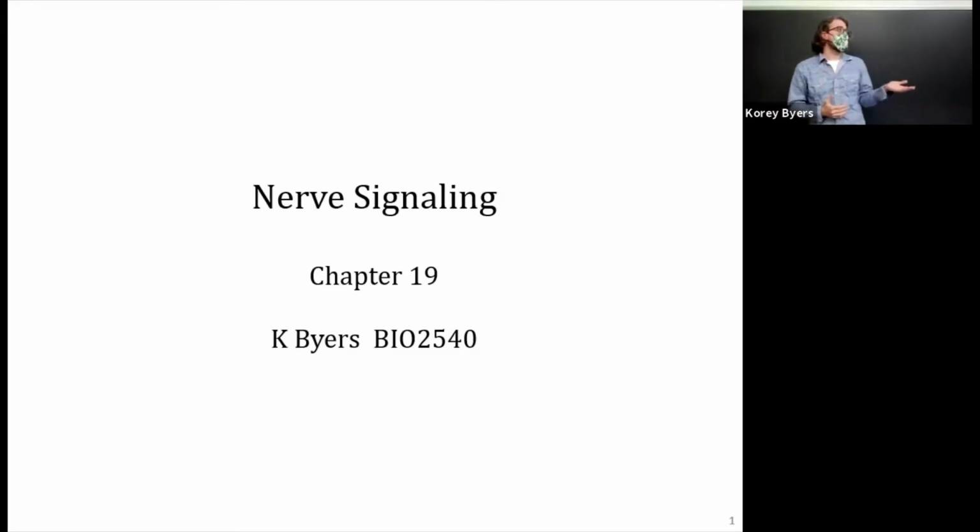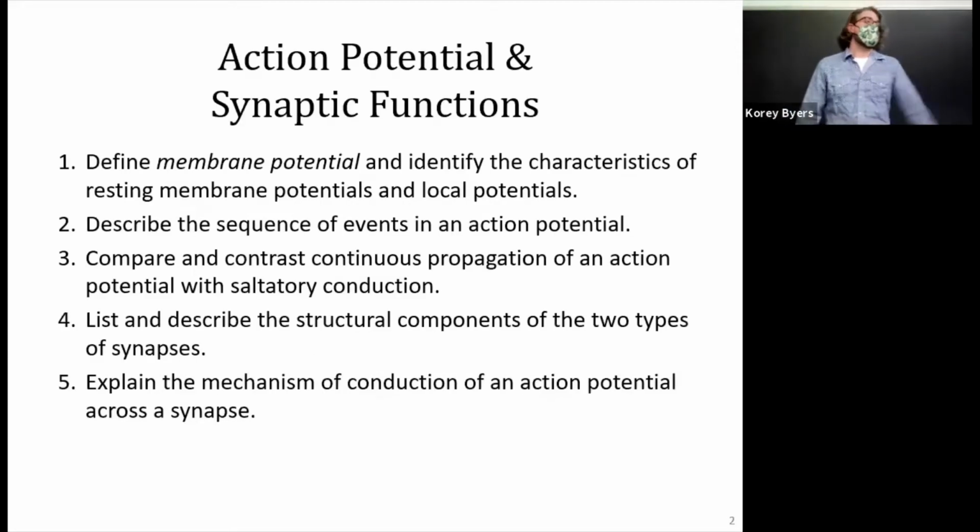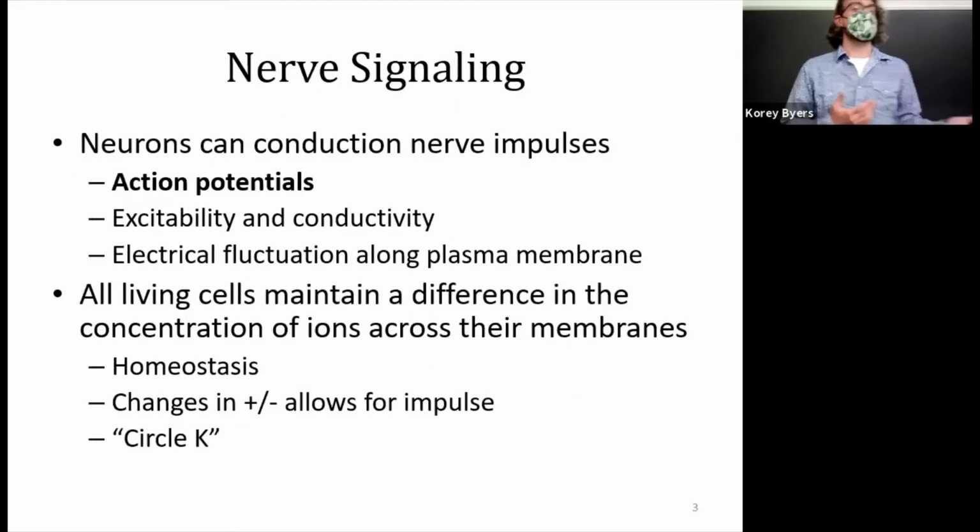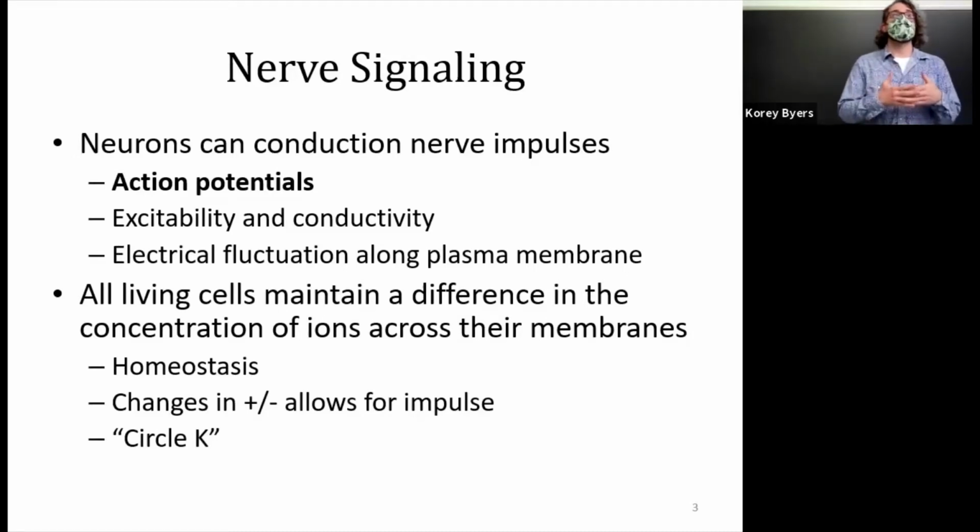Now these ions, if you recall, are charged atoms. They either have more electrons than protons or more protons than electrons, so they have a positive or negative charge. And so with this charge, we can send an electrical signal or an electrical pathway from one cell to the next, and that's how cells talk to each other. And so neurons can conduct nerve impulses, which we call action potentials, which are a change in negativity from negative to positive. And that impulse is sent as an electrical wave from one cell to the next.